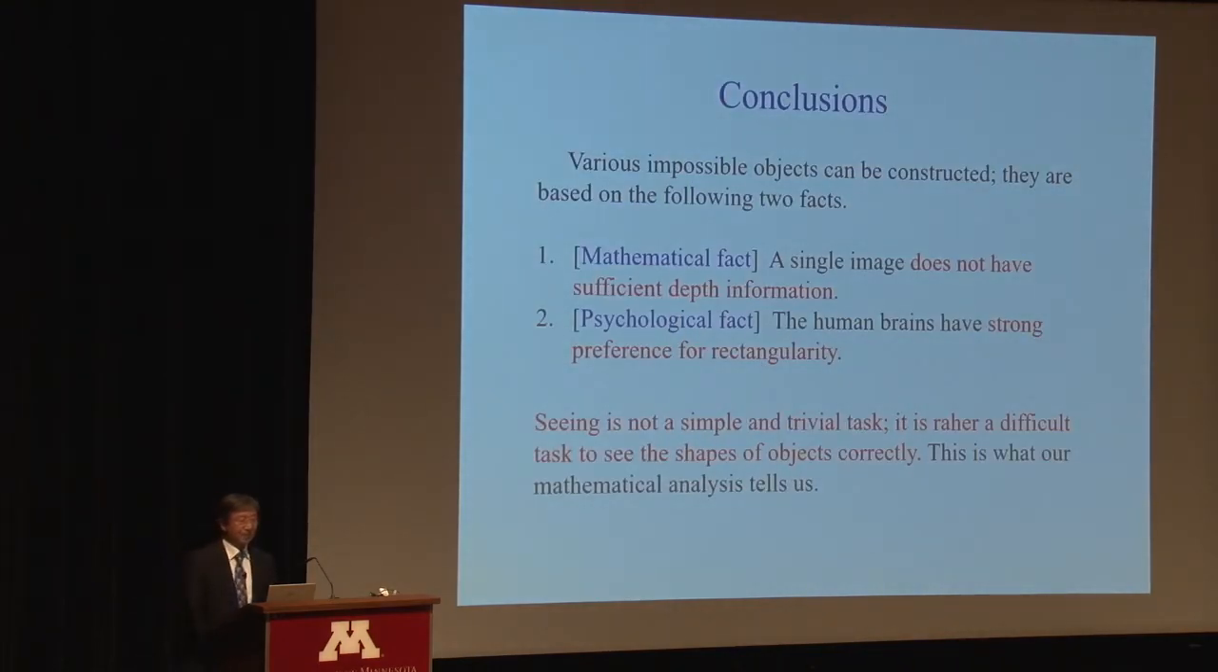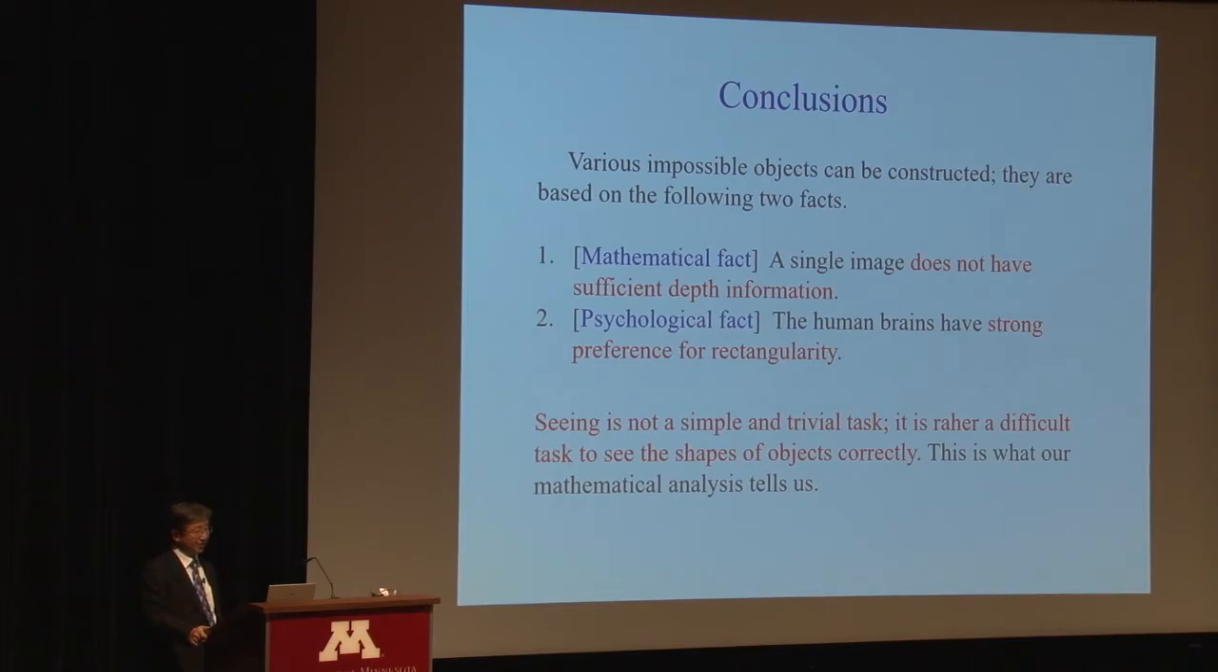Now, I have shown various examples of objects made using mathematics. And this is a conclusion. The various impossible objects can be constructed, and they are based on the following two facts. The first fact is mathematical: a single image does not have sufficient depth information. And so when we are given the picture, there are infinitely many possible shapes which give the same picture.